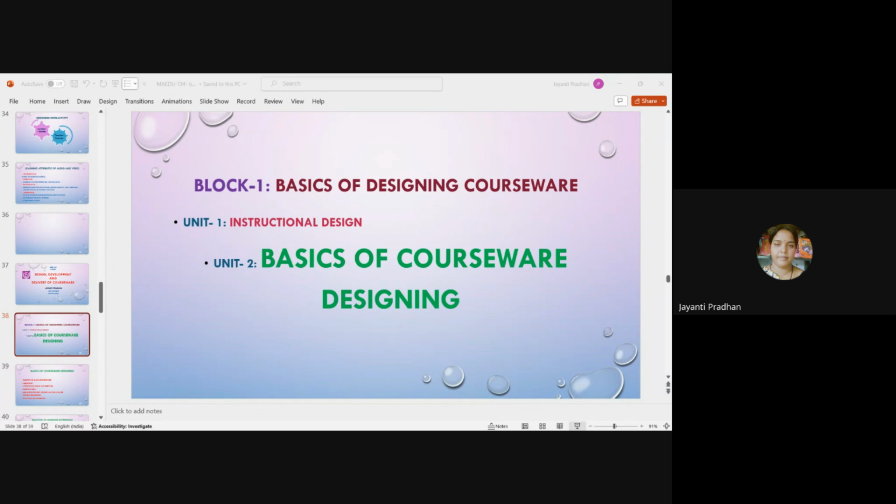So, selection of learning experiences. When we are going to design a courseware, the courseware should be based on the learning experiences or the previous knowledge of those for whom we are going to design the material or the courseware.